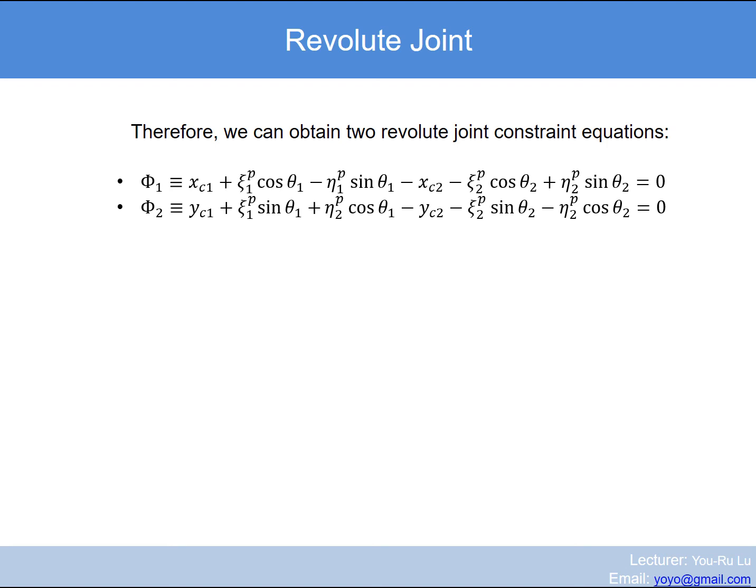So this is how we derive the constraint equations for a revolute joint. Make sure you understand everything in this lecture. It is the first step of CAD for mechanism. In the next video, you will learn how to derive the constraint equations for a translational joint.